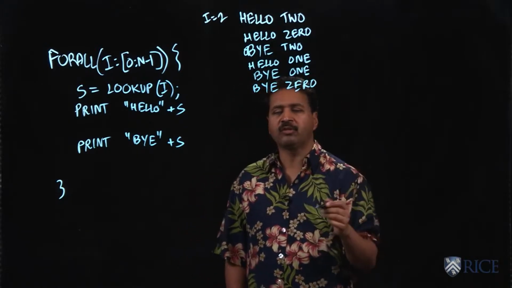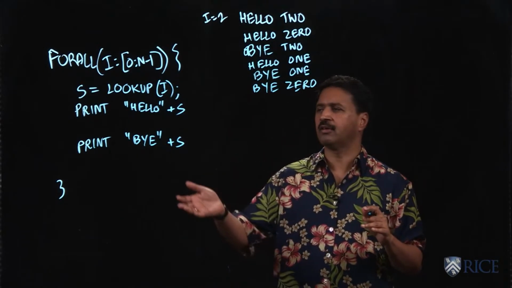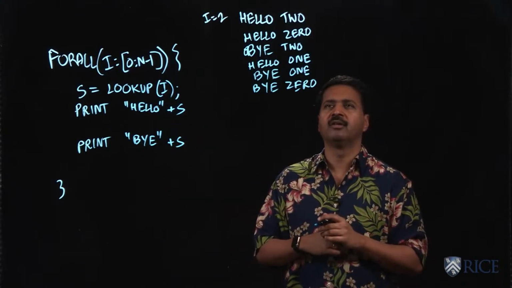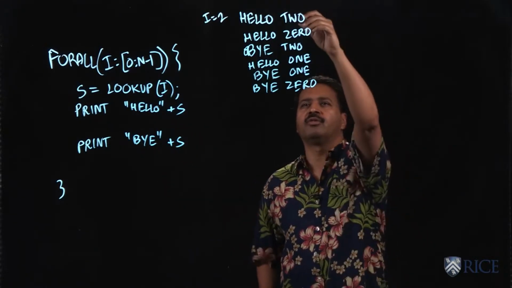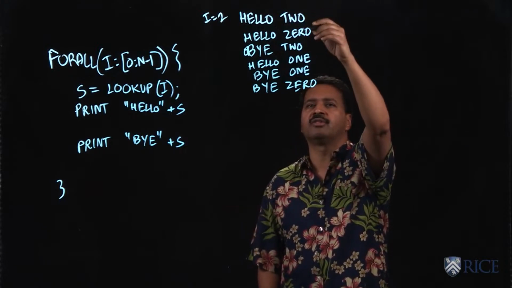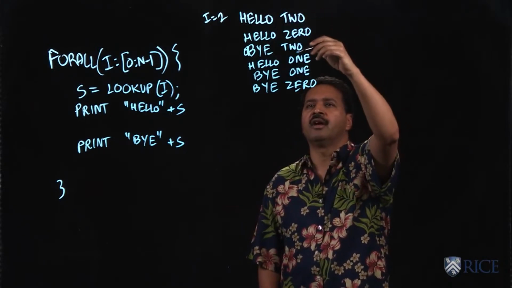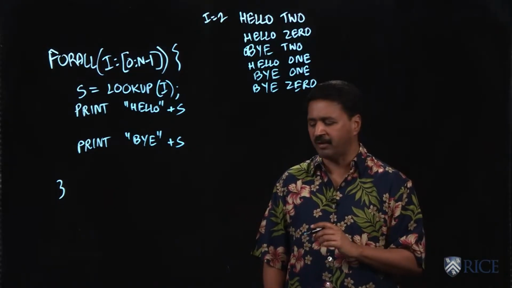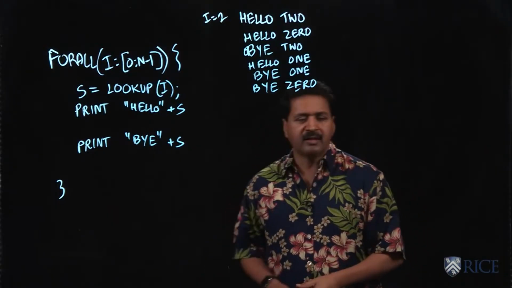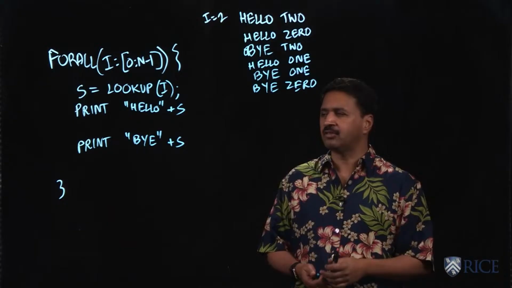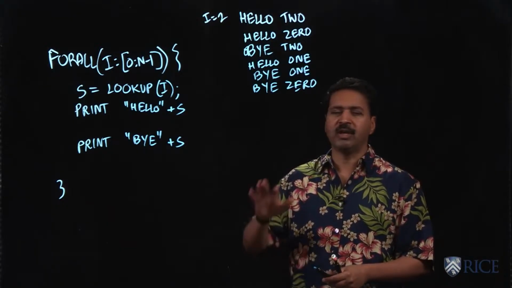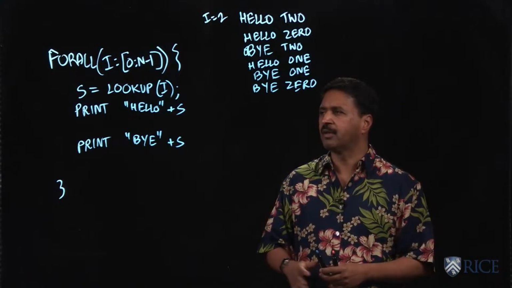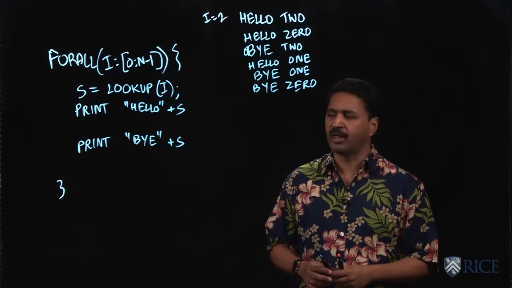So there are many possible orderings. The only constraint over here is that the hello and goodbye for the same number should be in order. So we have hello 2 followed by bye 2, hello 0 followed by bye 0, and hello 1 followed by bye 1. Otherwise, any permutation would be okay. But let's say we wanted to add a constraint. We wanted to make sure that all the hellos were printed before any of the goodbyes. How could we change our code to do that?